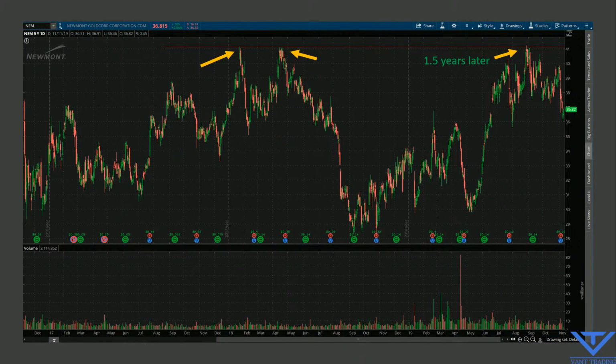$41 in NEM. This is Newmont Gold Corp. This is a gold company. I've tried to show you several different types of companies across different sectors here, so you get a sense that this happens everywhere. And this is on the daily. 1.5 years later, that stock topped out at $41 a share back in 2017.